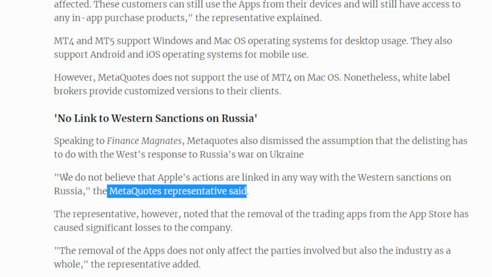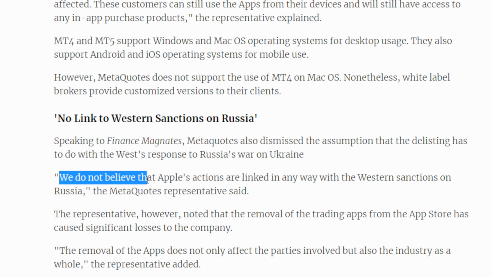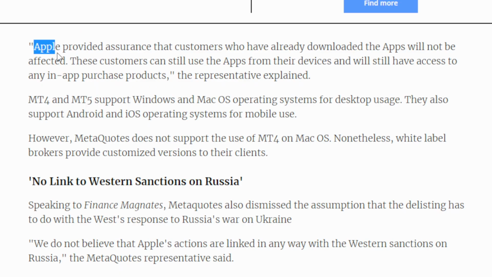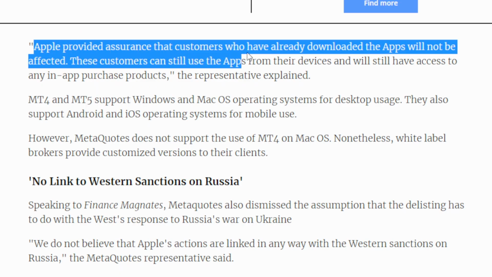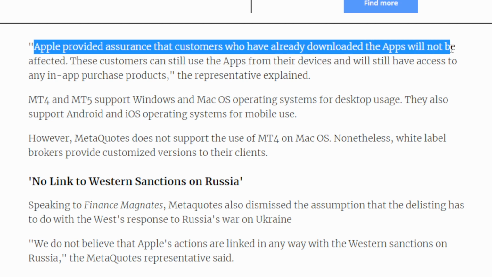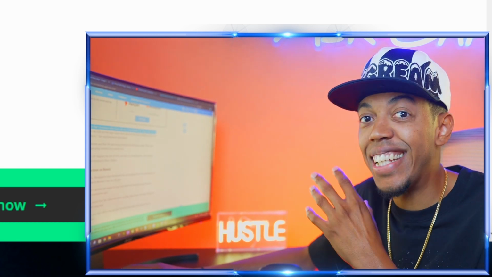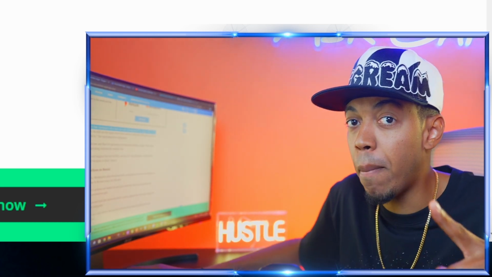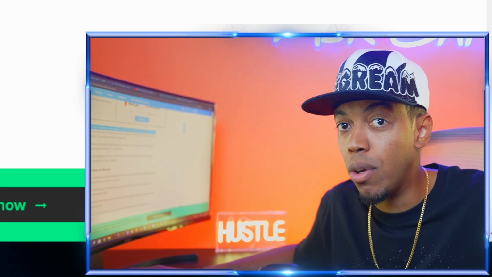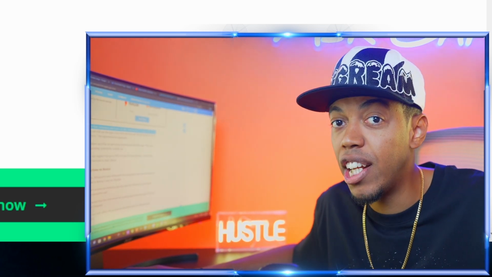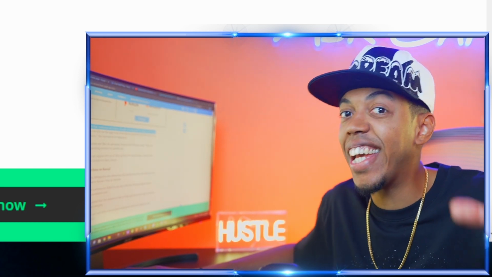Now, keep in mind that this means that Apple did not actually give them a real reason, right? Another great takeaway on this specific article is Apple is now providing some assurance that customers who have already downloaded the apps will not be affected. That means that us that have MT4 and MT5 downloaded, it's not going to affect us. However, remember the fact that MT5 was removed from a lot of regulated brokers behind the scenes, which I'm actually going to go over the reason why in just a second.